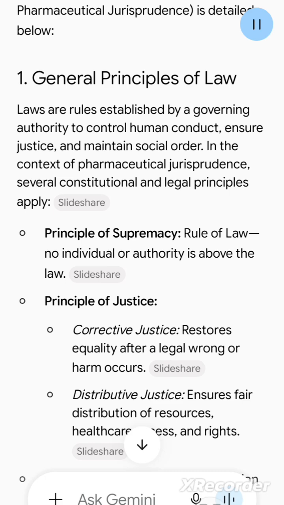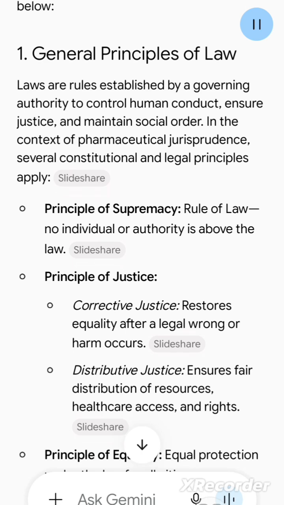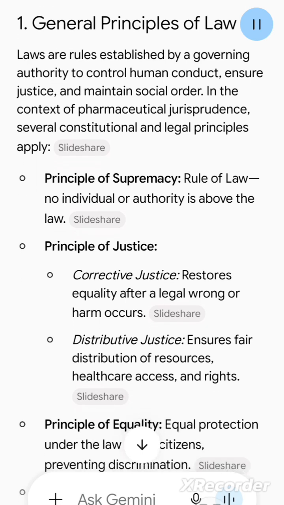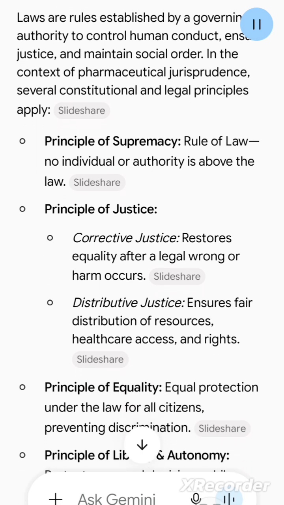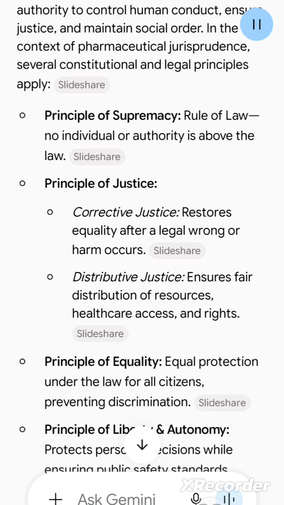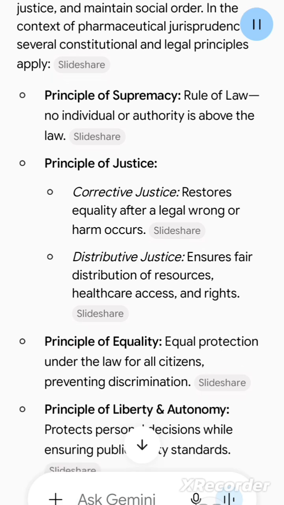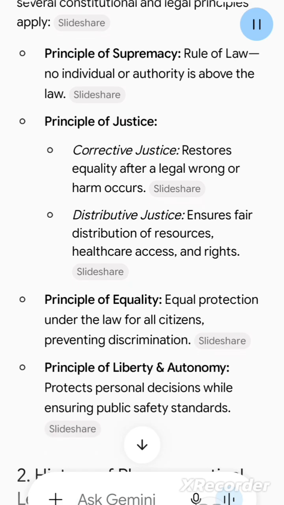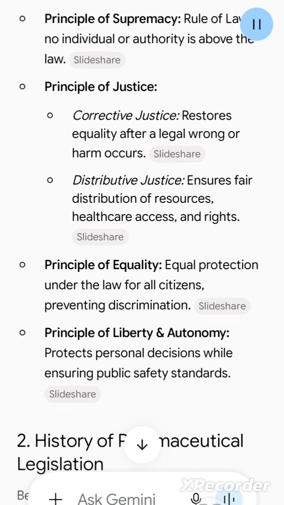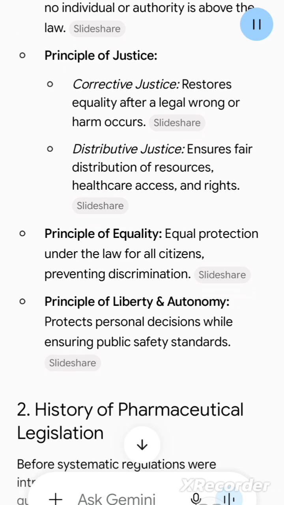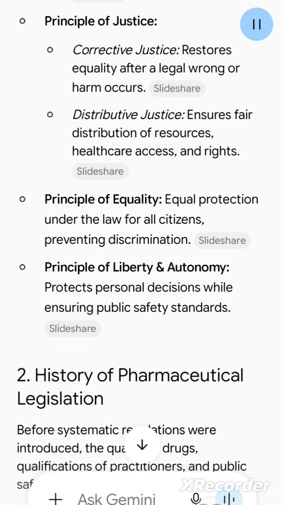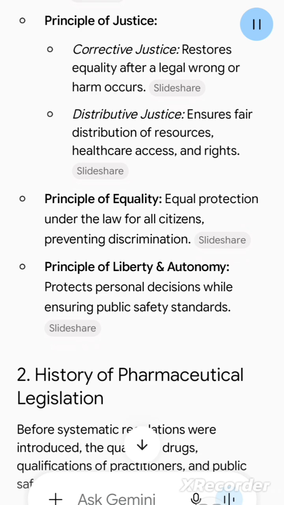In the context of pharmaceutical jurisprudence, several constitutional and legal principles apply. Principle of supremacy. Rule of law, no individual or authority is above the law. Principle of justice. Corrective justice restores equality after a legal wrong or harm occurs. Distributive justice ensures fair distribution of resources, healthcare access, and rights.